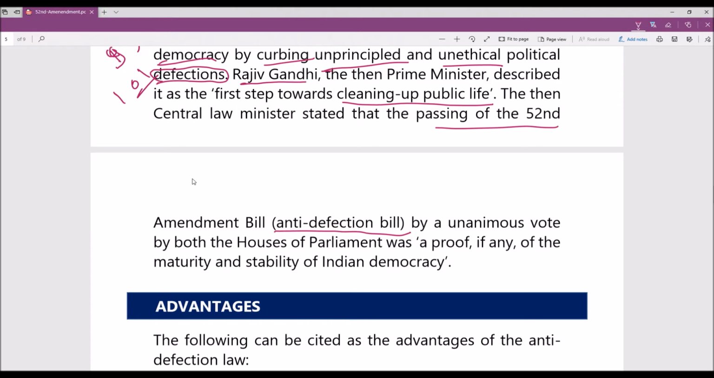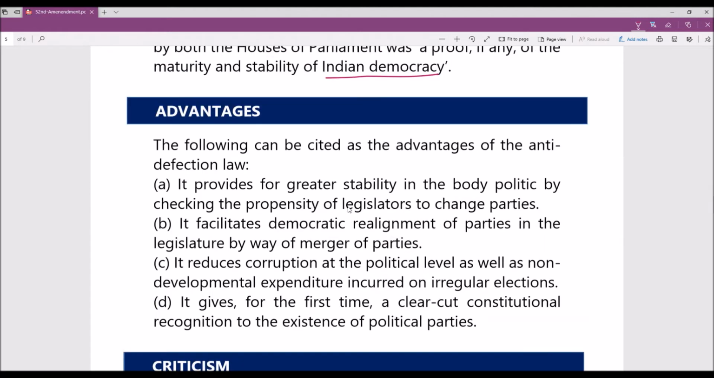that it was passed in 1985 by a unanimous vote by both Houses of Parliament, as proof of the maturity of Indian democracy. So this bill shows that Indian democracy is really maturing. Really, we need to see it. So what are the advantages?